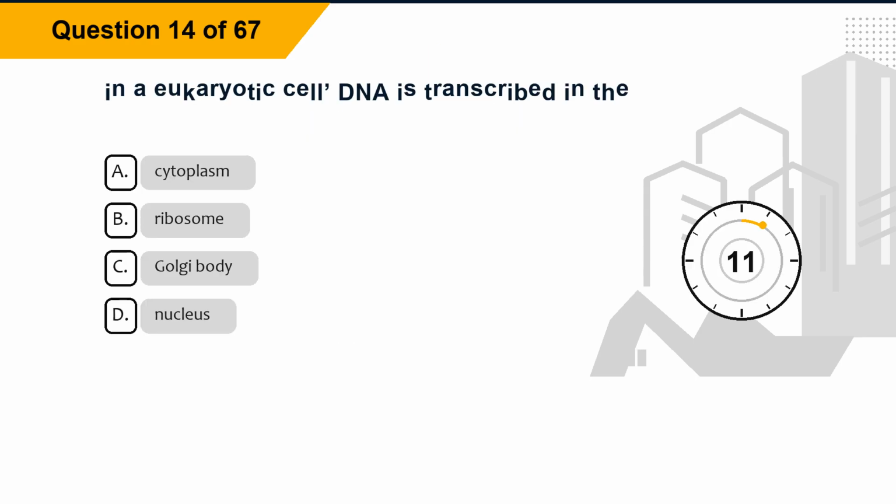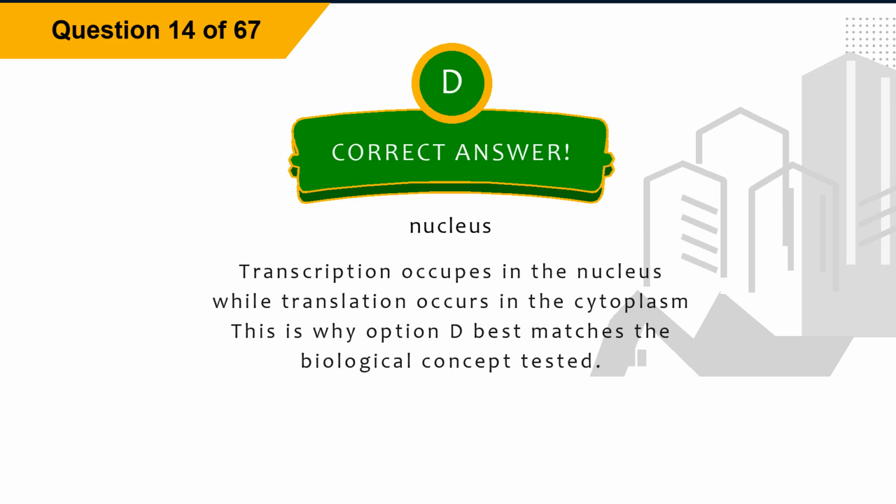Question 14. In a eukaryotic cell, DNA is transcribed in the: option A, cytoplasm. Option B, ribosome. Option C, Golgi body. Option D, nucleus. The correct answer is option D, nucleus. Explanation: transcription occurs in the nucleus while translation occurs in the cytoplasm. This is why option D best matches the biological concept tested.